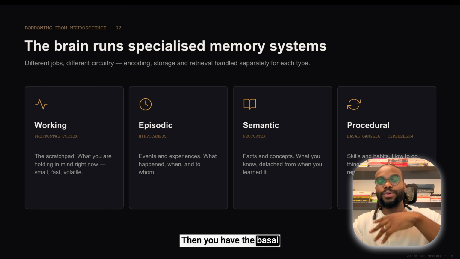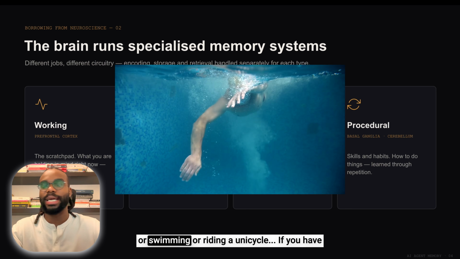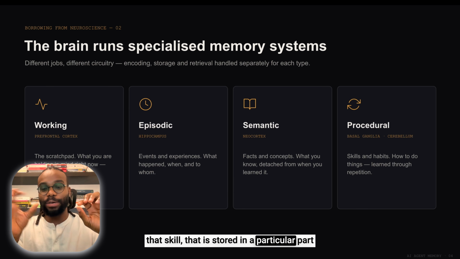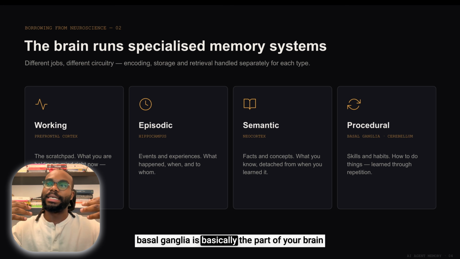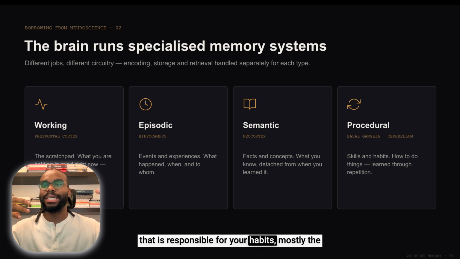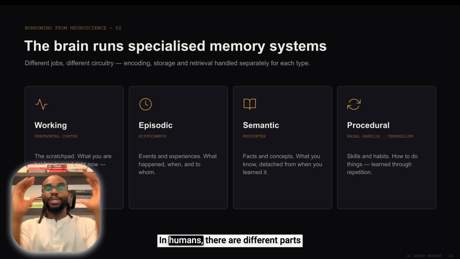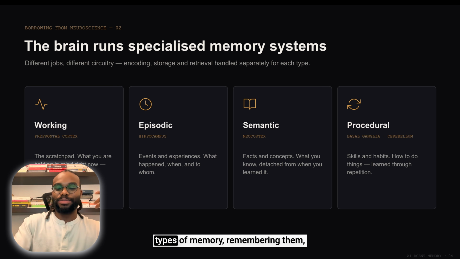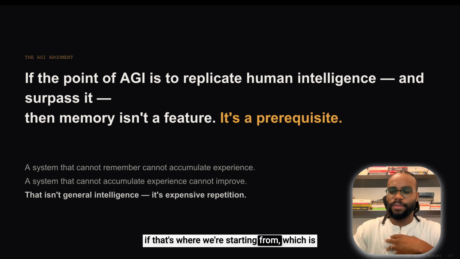Then you have the basal ganglia and the cerebellum. For those of you watching this that have any unique skills, like maybe doing a backflip or swimming or riding a unicycle, if you have that skill, that is stored in a particular part of your brain called the cerebellum. And your basal ganglia is basically the part of your brain that's responsible for your habits, mostly the movements that you do for certain actions, fine-tuning those movements. In humans, there are different parts of your brain responsible for different types of memory, remembering them, storing them, and all the good stuff. That's where we're starting from, which is ourselves.